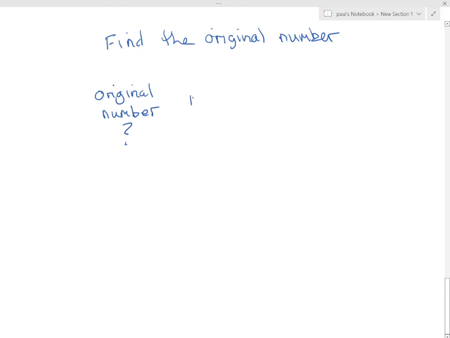It's been increased by 16% and is now £148. So don't make the mistake of finding 16% of this 148 and adding it on to find the original number. It will not work.